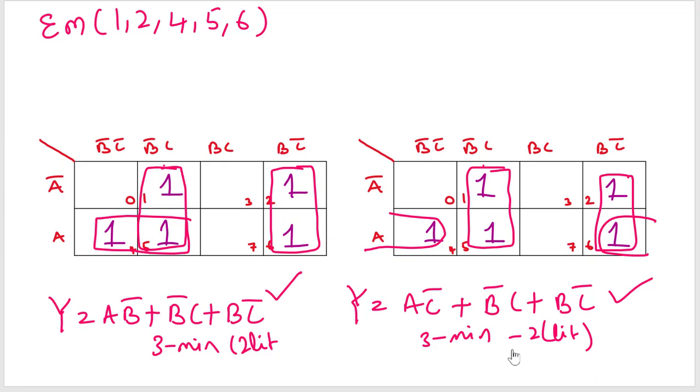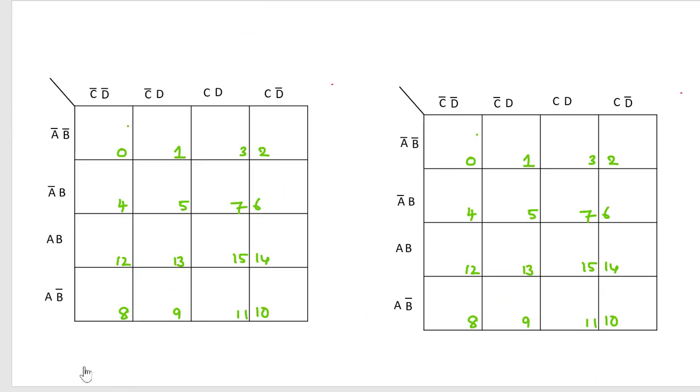So this is all about 2 possible solutions for a given Boolean expression in case of 3 variable K-map. Now we'll try to see the same kind of 2 possible solutions in case of 4 variable K-map. Let us take the 4 variable K-map case. Let's take simple examples. Sigma m 0, 1, 2, 3, 4, 12 and 13. First we will fill the minterms.